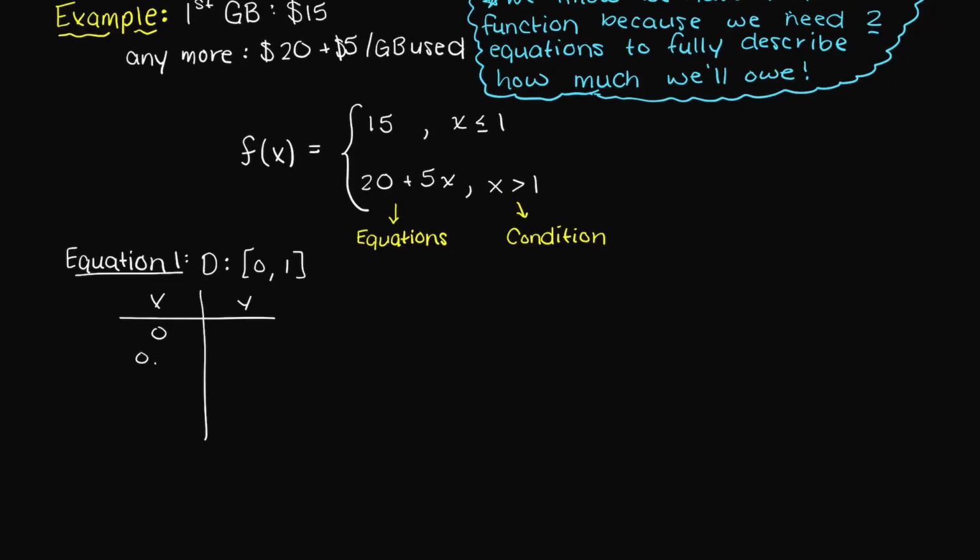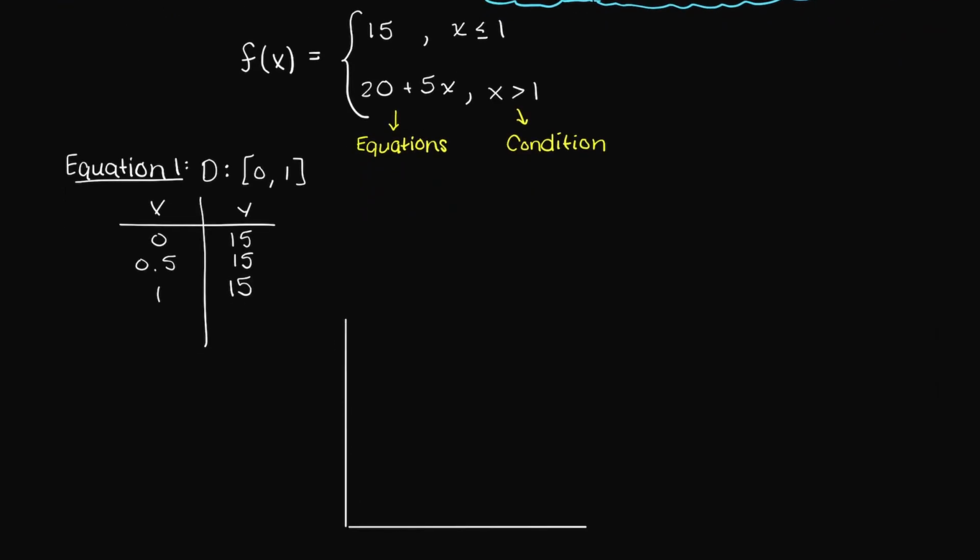So, let's begin with the function 1. The domain of this equation, since there is no chance for a divide by 0 or a negative under an even root, is all values above 0, since we cannot have a negative amount of data used, up to 1. Now, as we can see here, since this is a constant value, our output will remain constant at $15 from 0 up to and including 1. Since we are including 1 in the domain of this first equation, we use a solid dot to denote that.